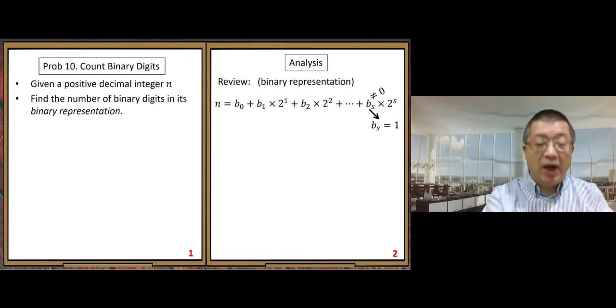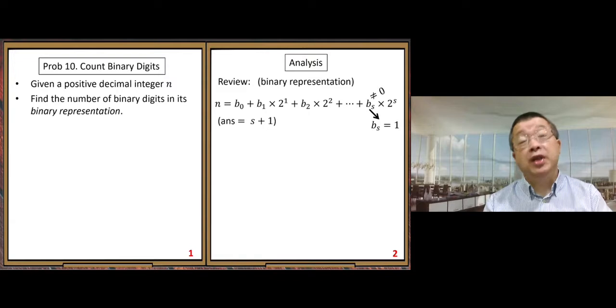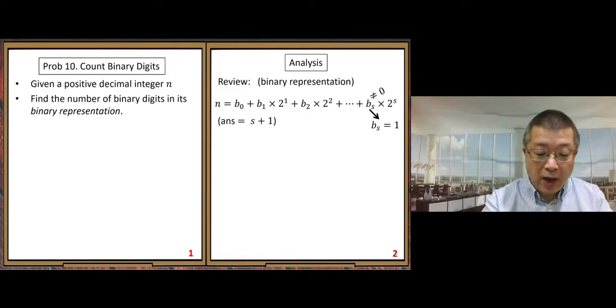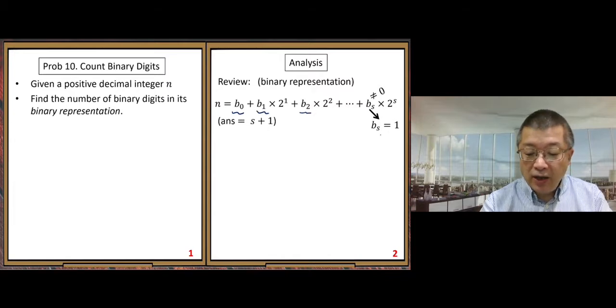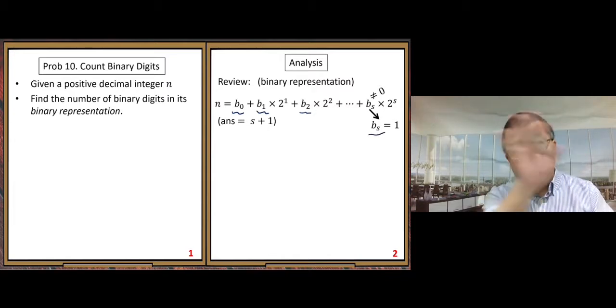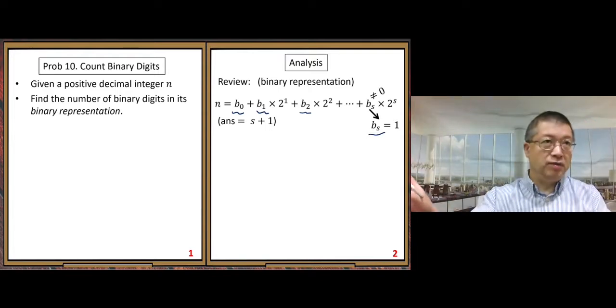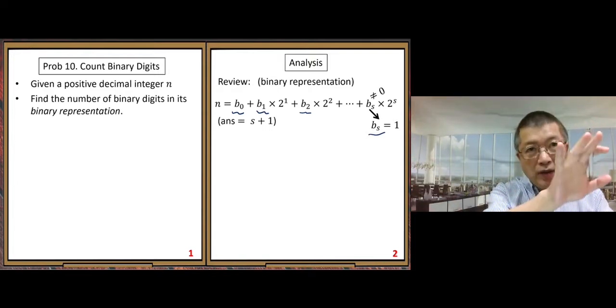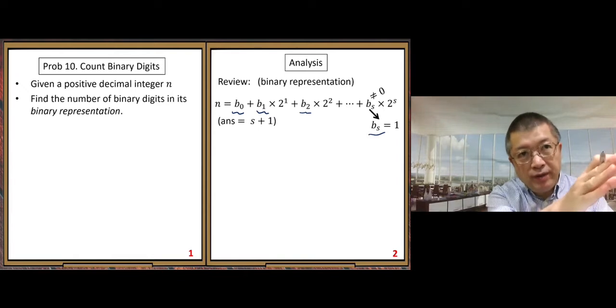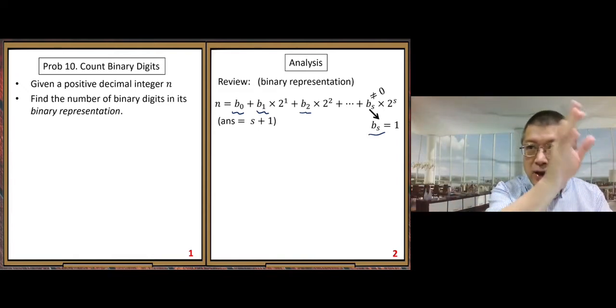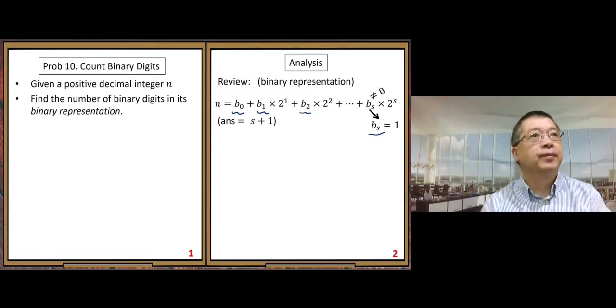Then we can write our representation with s plus 1 bits. If we count the number of bits, we have this many positions. We look at the subscripts from 0 through s. That's s plus 1. Simple counting.